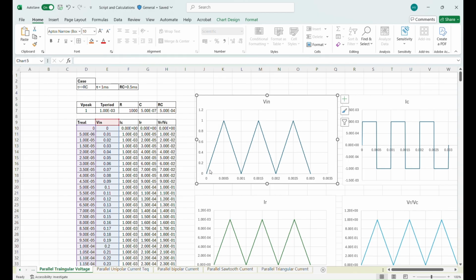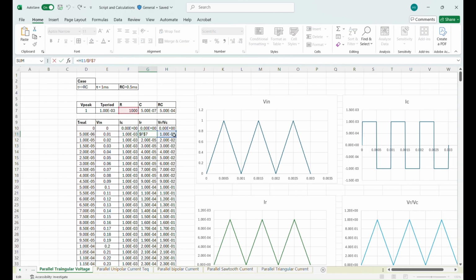So the input here has rising and falling slope. So it will have constant difference between the 2 points considered. So the slope will be a constant positive slope during the rising slope, and then IC will stay at 1 milliampere. That is why initially it rises from 0 and stays at 1 milliampere, because this slope will be constant. And then during the falling slope, it will have a constant negative slope and hence IC drops down to minus 1 milliampere and stays there until it sees the next rising slope.